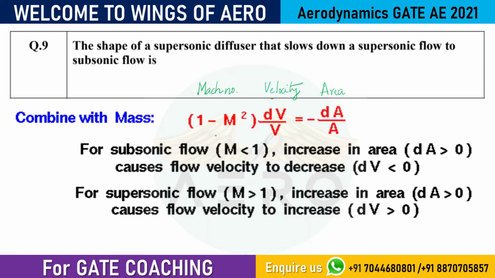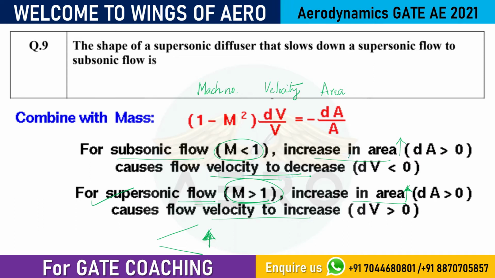It says that for a supersonic flow, what does supersonic flow mean? Mach number greater than 1. If we increase the area, there will be an increase in velocity. That means if you are using a divergent section, the velocity will increase. But in case of subsonic flow, Mach number less than 1, even though we are increasing the duct area, it will lead to a decrease in velocity.